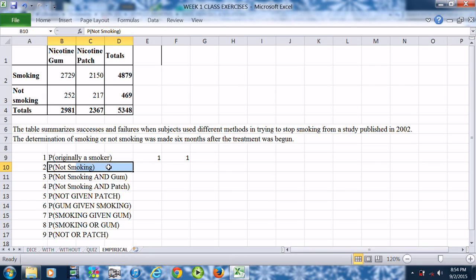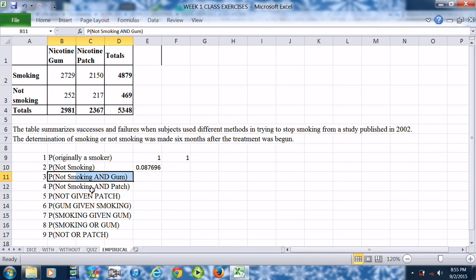All right, next problem. What's the probability that from this table somebody is not smoking after 6 months? Well, the total number who are not smoking after 6 months is 469 out of the grand total of 5,348. So 0.087696.